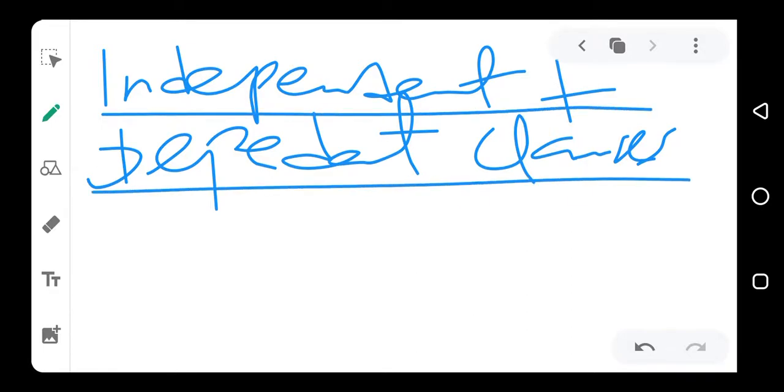Now we have two rules here. Rule 1: if the dependent clause is coming before the independent clause, we have to separate the two clauses with a comma. Example: if he comes, he will beat you.